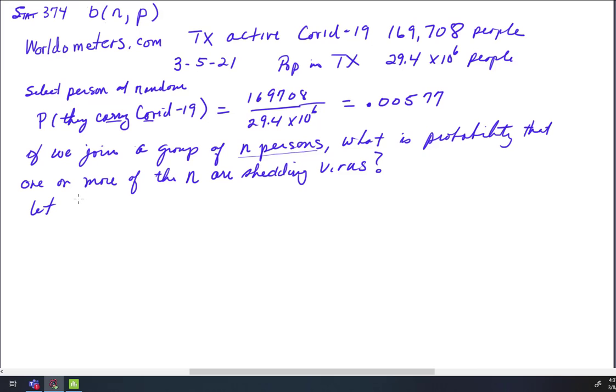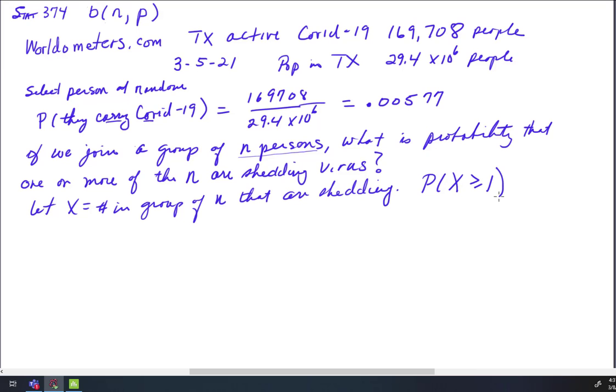So let's let X equal the number in the group of N that are shedding. Then the question we just asked is, what's the probability that X is greater than or equal to 1? That is the question. Now, that would be equal to 1 or equal to 2 or equal to 3.